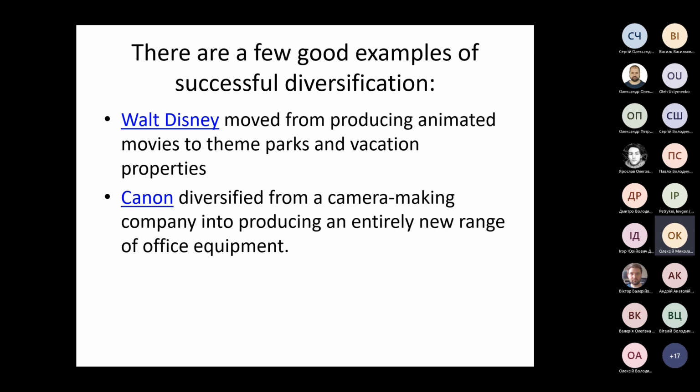And there are a lot of examples of successful diversification. Actually, all your companies which you decided to take as the companies for your course paper are examples of a successful diversification strategy. So all your companies managed to organize the business in at least two strategical business units.